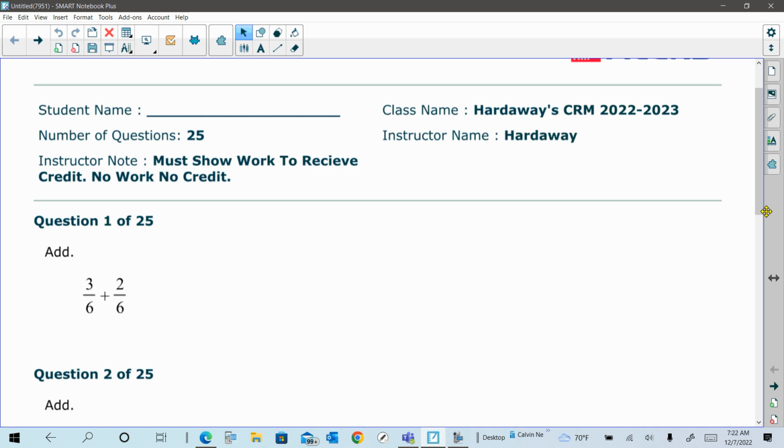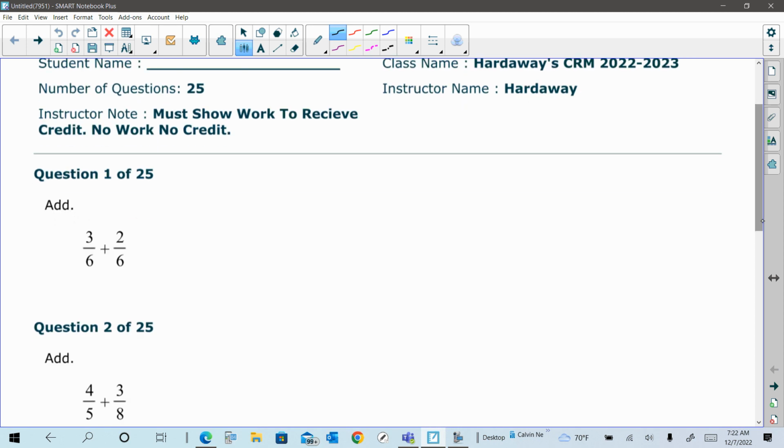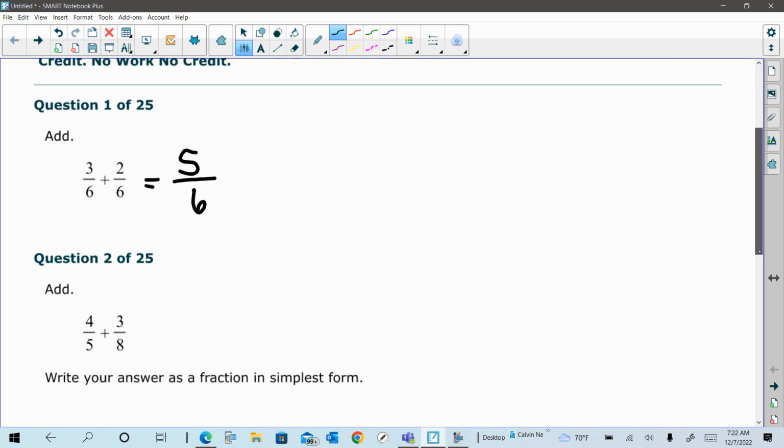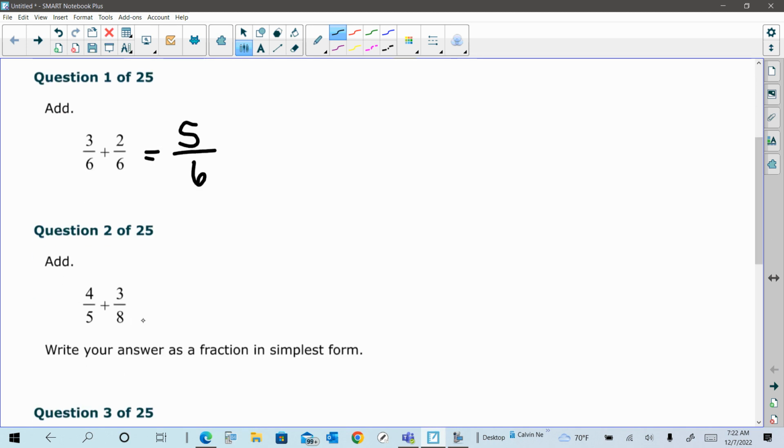Okay, so if the denominator is the same, you just add straight across for something like number 1. So you keep the same bottom number only if the numbers are the same here, and just add. So this is just 5/6. Now it's when it's different.